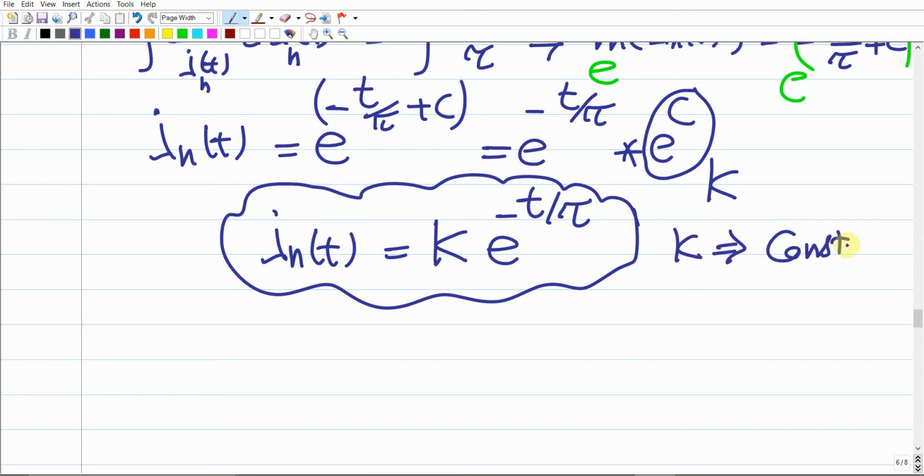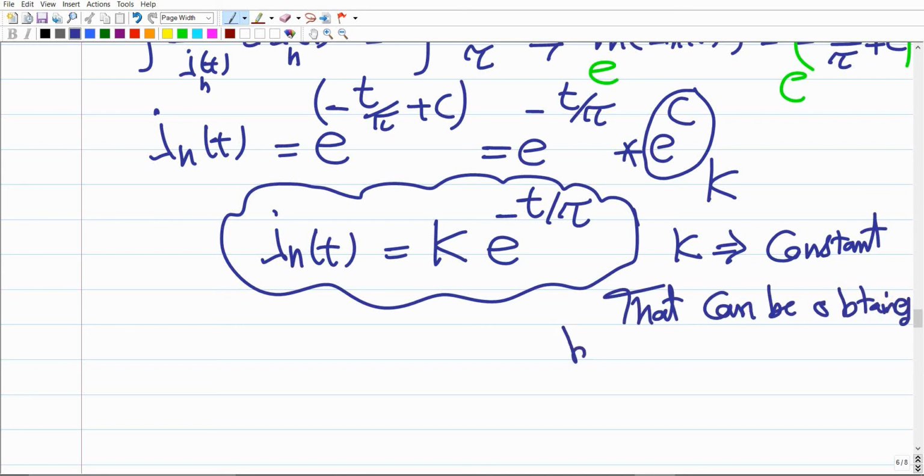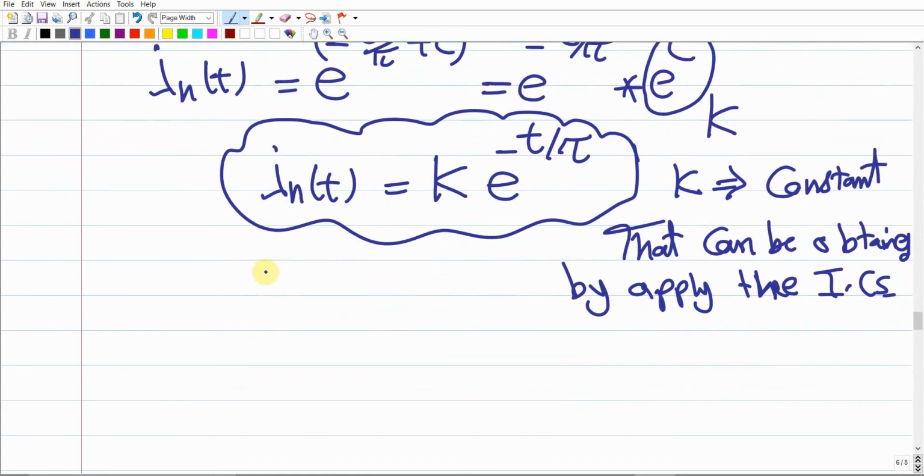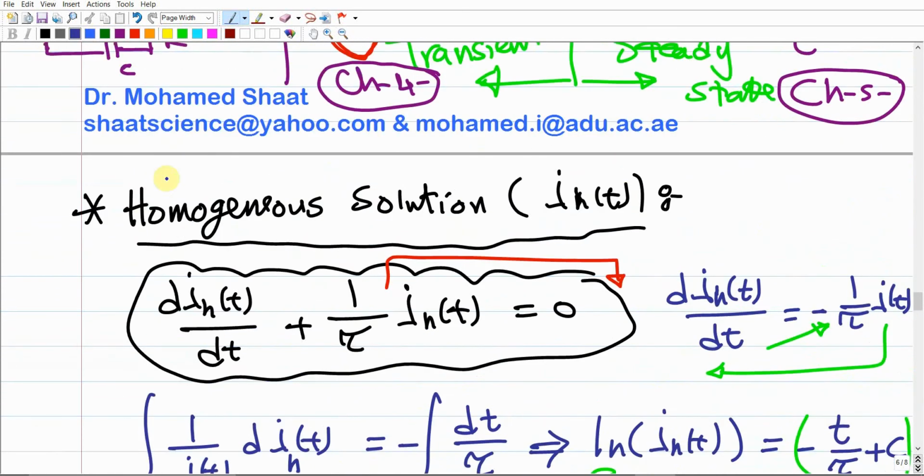This is a constant that can be obtained by applying the initial conditions. Make sense? So this k is just a constant. Your objective is to find this k value depending on the initial condition of the homogeneous current, right? So this is going to give us the homogeneous solution. Now we're going to move to the particular solution.